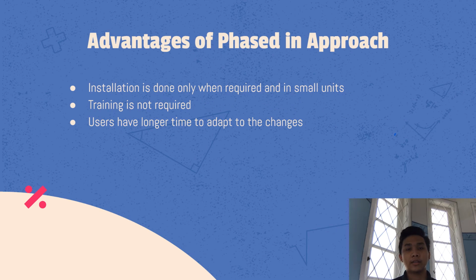Next are the advantages of the phase-in approach. In the phase-in approach, installation is done only when required and in small units. Different from the Big Bang approach, in this approach training is not required and users have longer time to adapt to the changes.